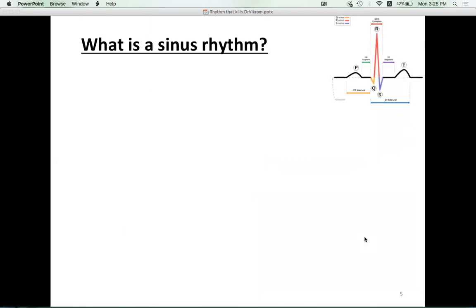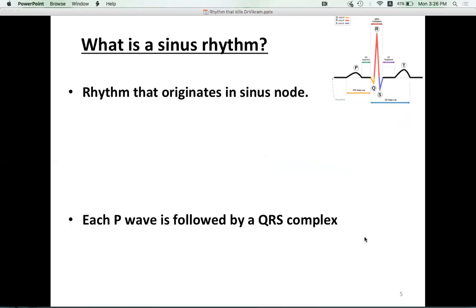So the very first question in approach to arrhythmia is that what is normal sinus rhythm? So the two basic components of this definition is sinus and rhythm. Rhythm means the sequence. So the two prerequisites of sinus rhythm is that rhythm should originate in the sinus node, that is SA node, and each P wave should be followed by a QRS complex.